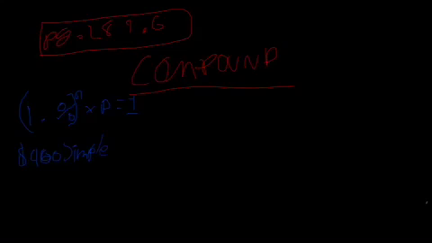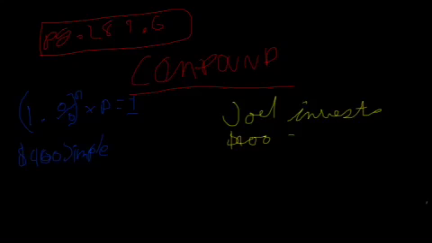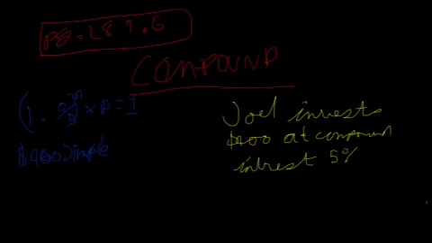Okay, so I'll write another question about Joel. Joel invests $400 at compound interest 5% per month for 6 months.